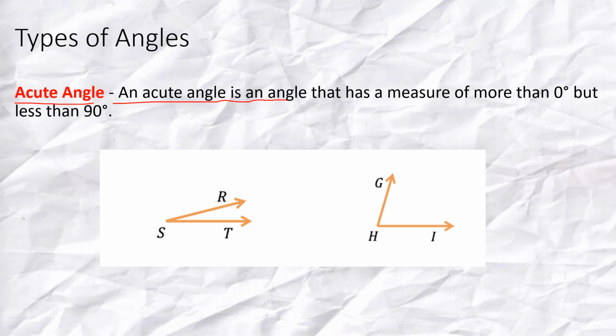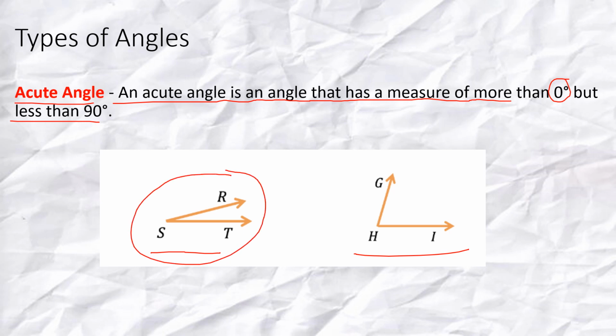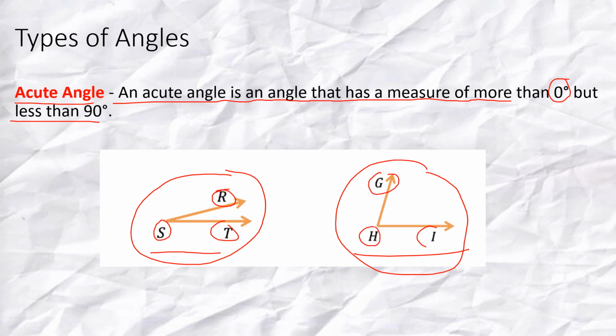The other type of angle is called an acute angle. An acute angle is an angle that has a measure of more than 0 degrees but less than 90 degrees. So here are examples of our acute angle. As you can see, they form a V shape as in victory, and it is smaller than a right angle. Look at this figure. The formation of this angle forms a letter V. So both angle RST and angle GHI are called acute angles.